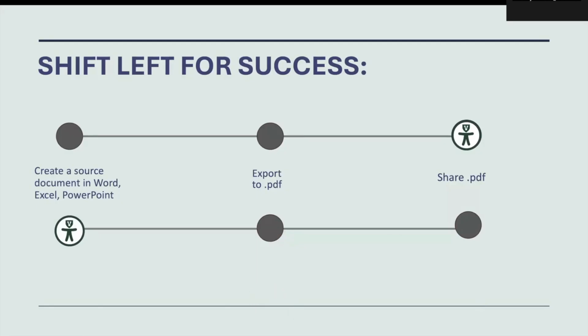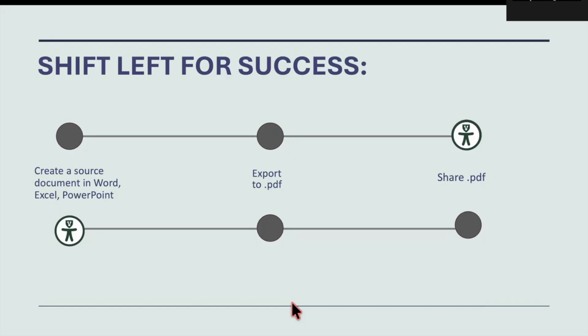So, on screen, I have the 3 steps that are generally considered when making a PDF. You start by creating a source document in Word, Excel, or PowerPoint. Then you export that document to a PDF. And finally, you share the PDF. And when you share the PDF, some people will get back to you and say, hey, this isn't accessible for me. And at that point, you go into your PDF and you fix it.